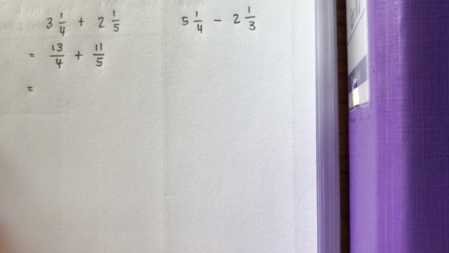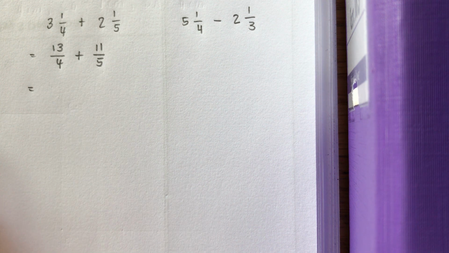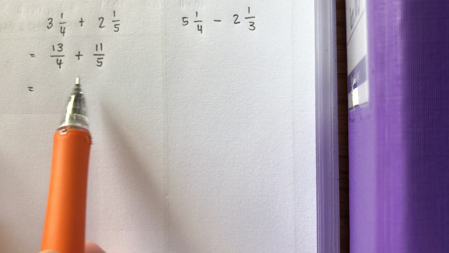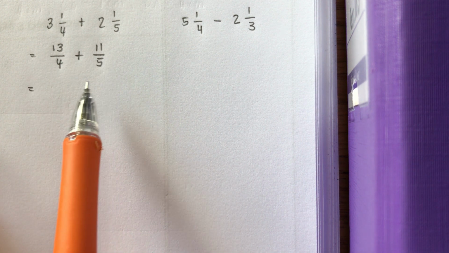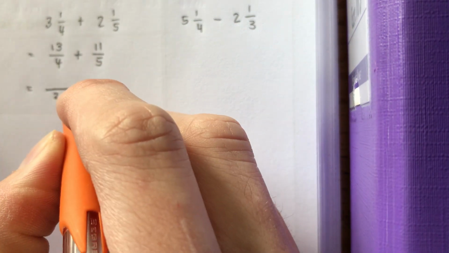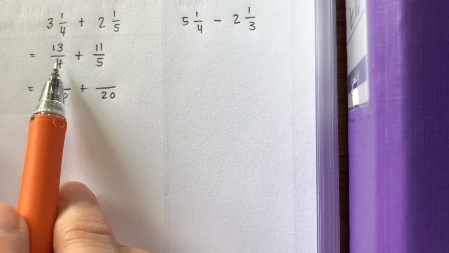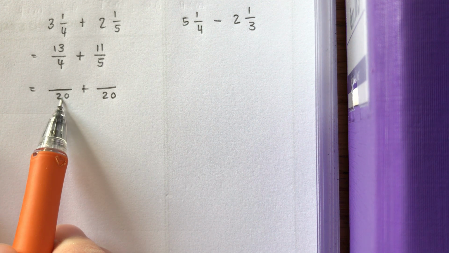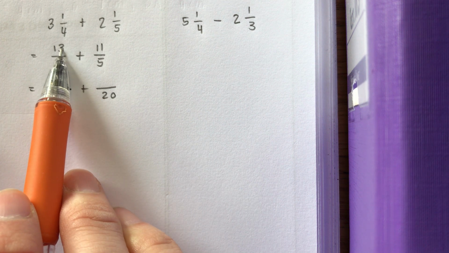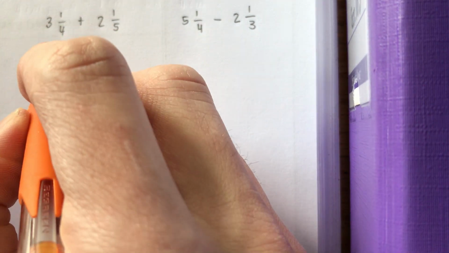Now we have a problem again because we have different denominators. So we need to find the lowest common multiple of 4 and 5, which is not one of the two. It's actually a different number, 20. Okay, 20 is the lowest common multiple of these two, so we will rewrite these fractions with a denominator of 20. Then we ask ourselves, how do we get from 4 to 20? We have to multiply with 5. So we have to do the same to the numerator. We have to multiply with 5, so it will give us 65.